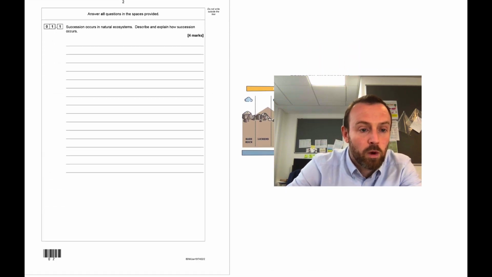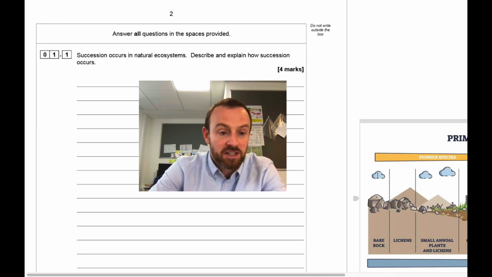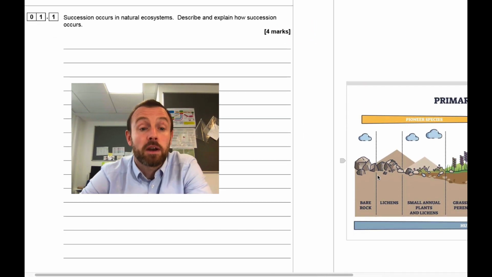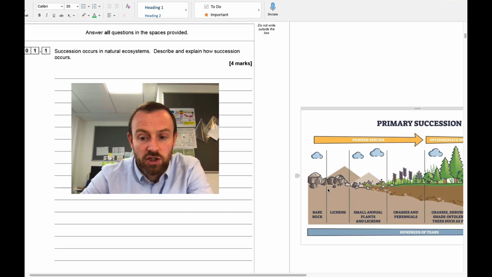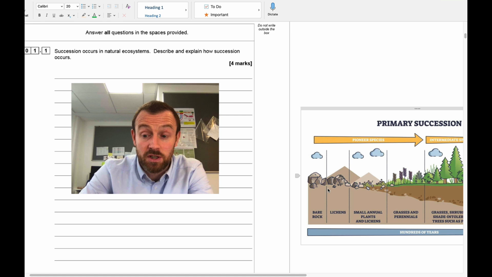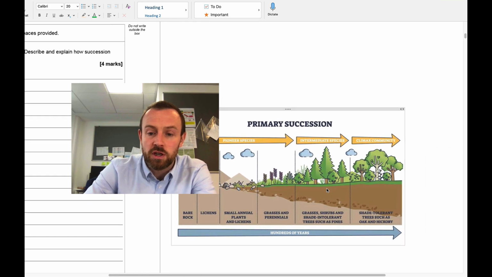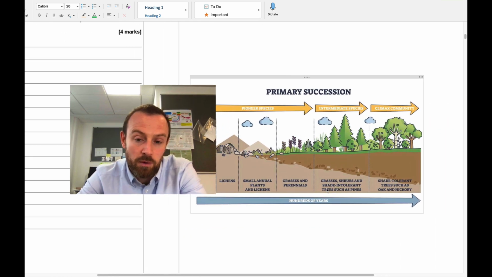All right, question 1. Question 1 is about succession. Succession occurs in natural ecosystems. Describe and explain how succession occurs. Quite a nice, easy question to start, just a recall question. I put this picture over here just to go through it with you.